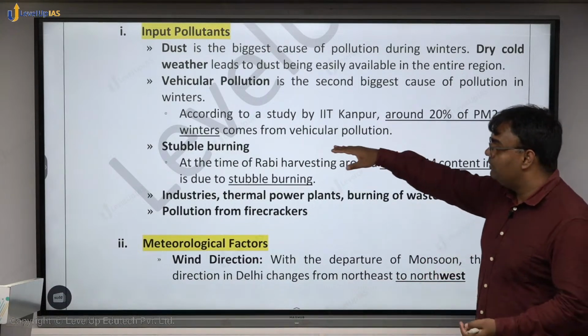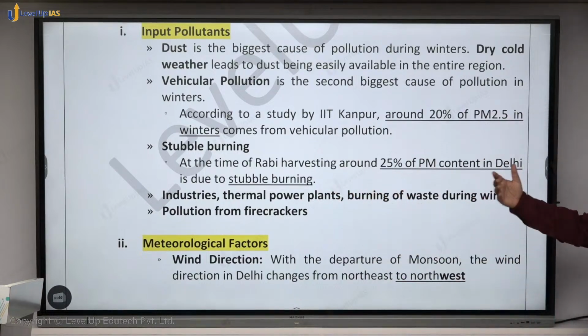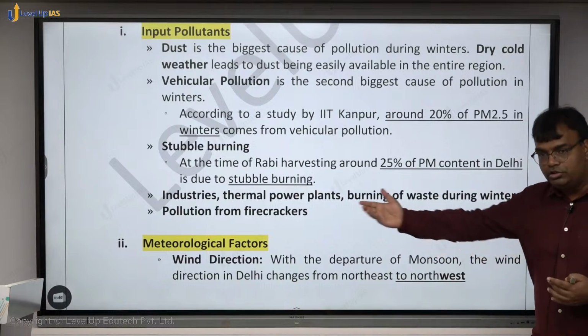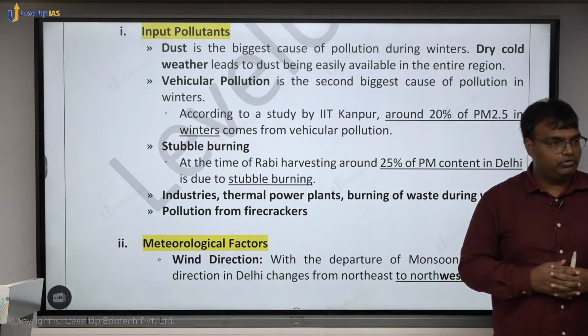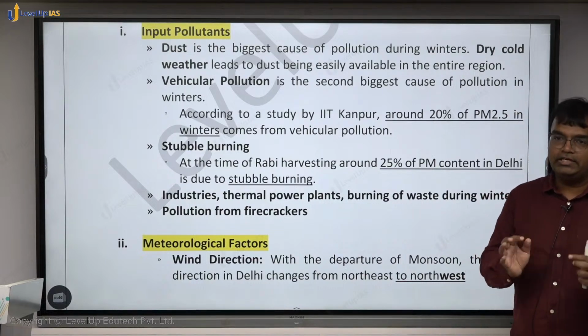Okay, so stubble burning is an important cause, and then other aspects: industries, thermal power plants, burning of waste during winters, pollution from firecrackers. These are some of the causes. So input pollutants are pretty high in Delhi.